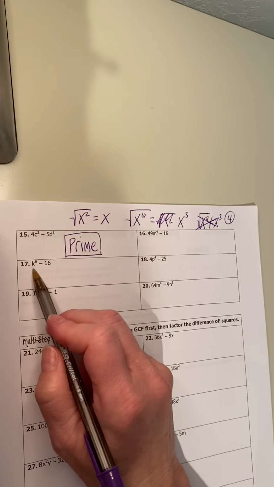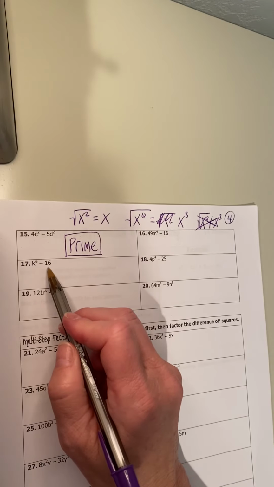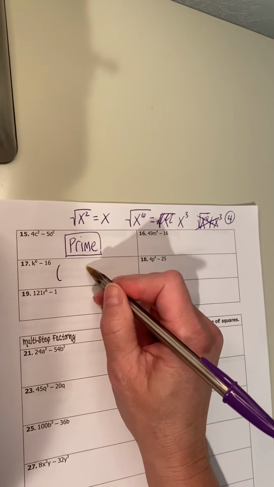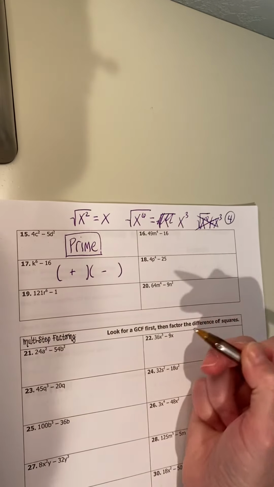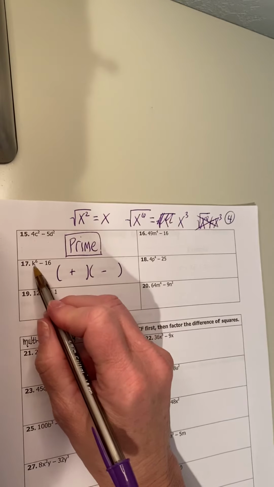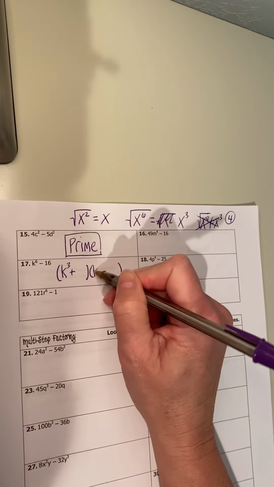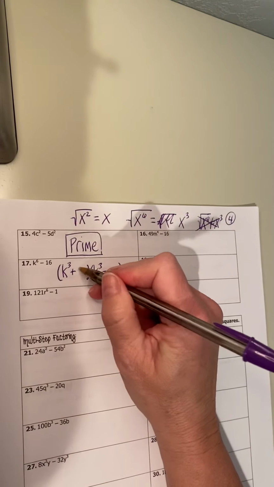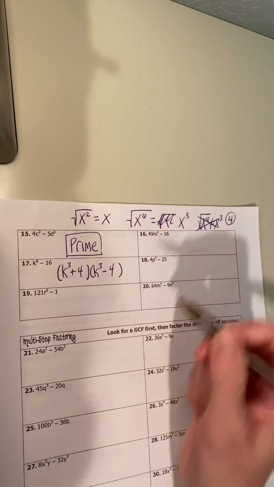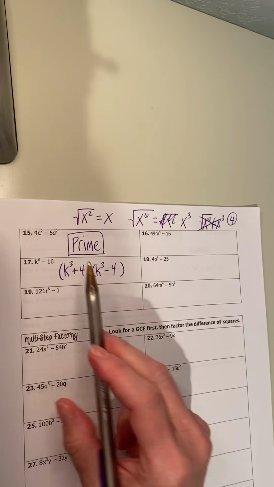Number 17, that's a perfect square because 6 is an even exponent and 16 is a perfect square. So now I'll set it up. I'll put my plus sign and my minus sign. Now, the square root of k to the 6th is k cubed, so I need to make sure to put k cubed for both of those. The square root of 16 is 4. So this is factored for this polynomial.